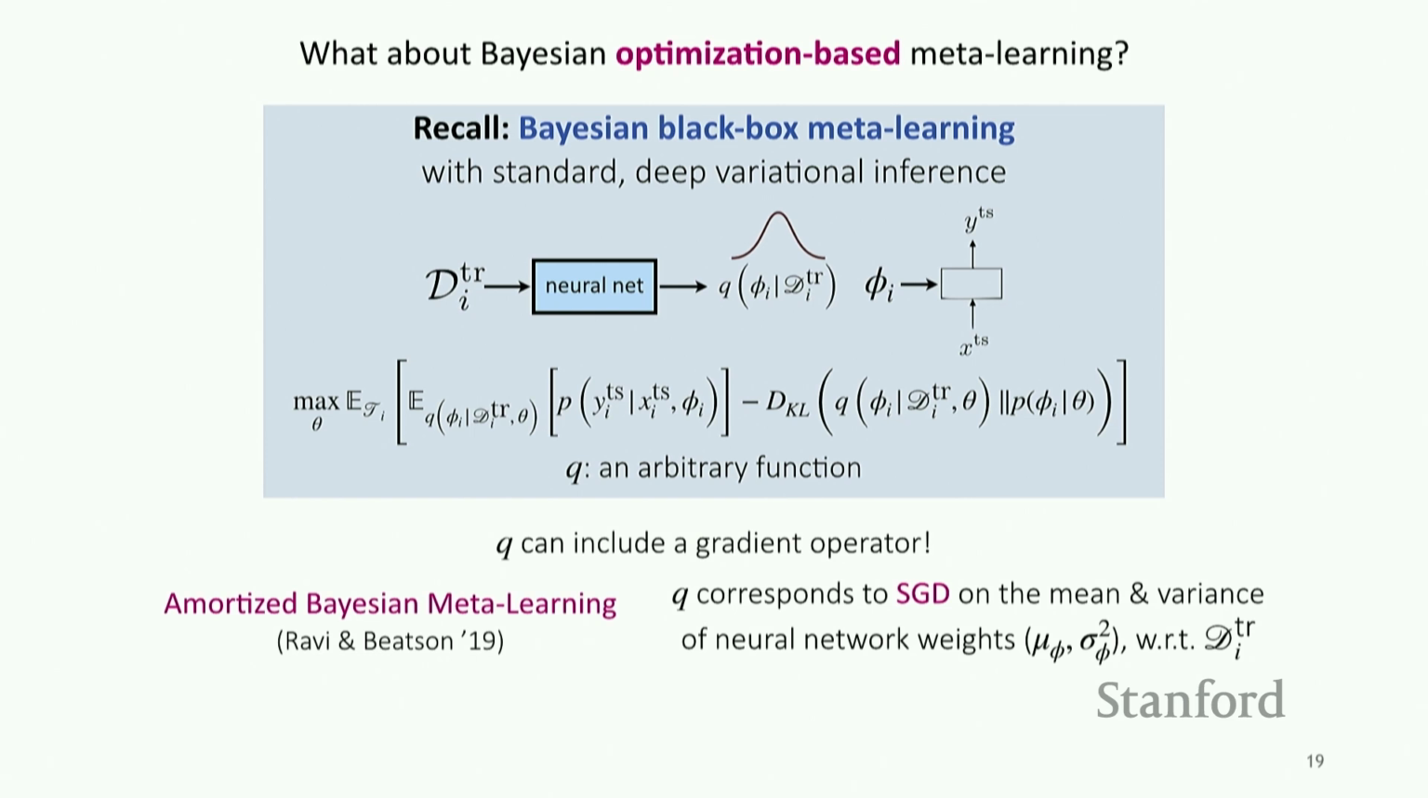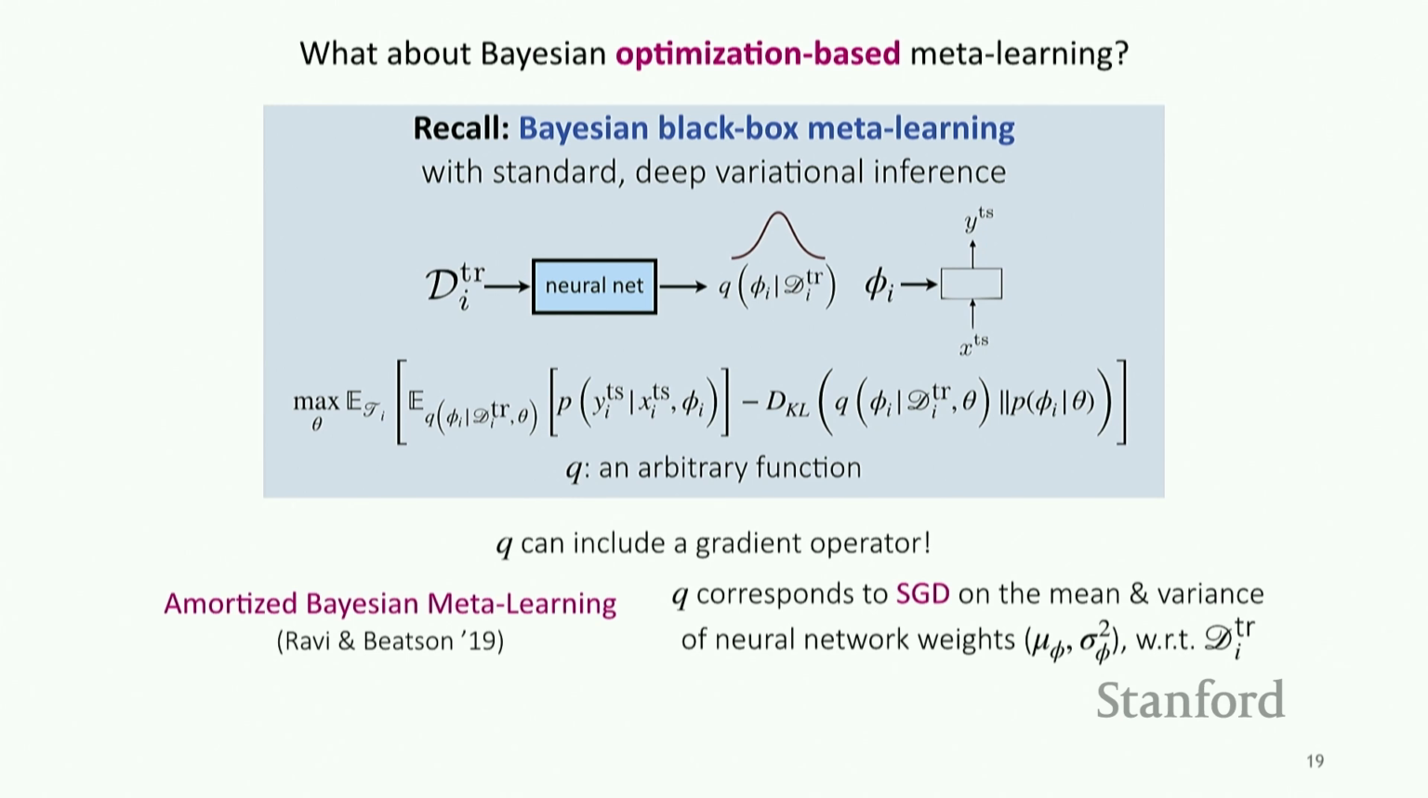And in particular, one thing that's worth mentioning is that in contrast to things like MAML, this is not just running gradient descent on the parameters, it's running gradient descent on the mean and the variance of the parameters. And that's such that at the end of this procedure, you get both a mean and a variance of the parameters, not just a mean.